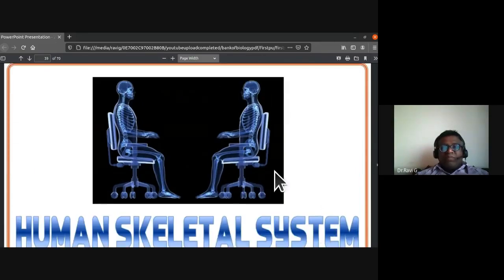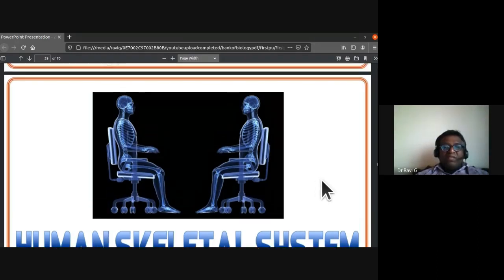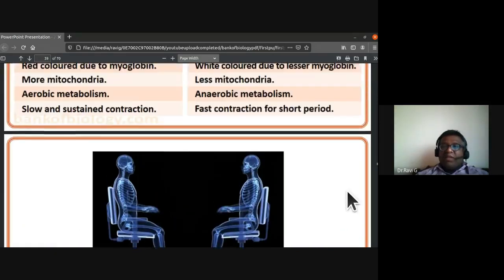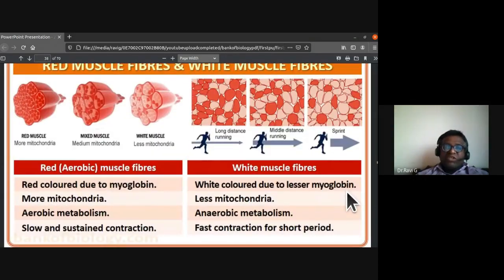The human skeletal system we'll discuss in the next class. Today's class, we have discussed the sliding filament theory for the mechanism of muscle contraction, then differentiated between red muscle fibers and white muscle fibers. We also studied three types of muscles: skeletal muscles, or striated muscles, or voluntary muscles; then visceral muscles, or smooth muscles, or involuntary muscles; then cardiac muscles, which are again involuntary muscles. These are the topics that we covered in today's class.